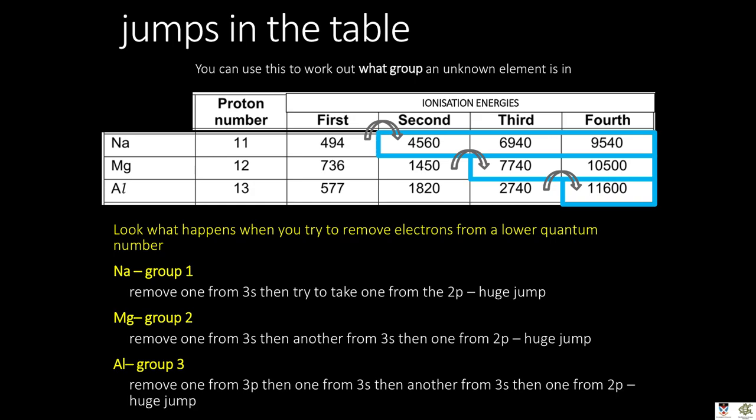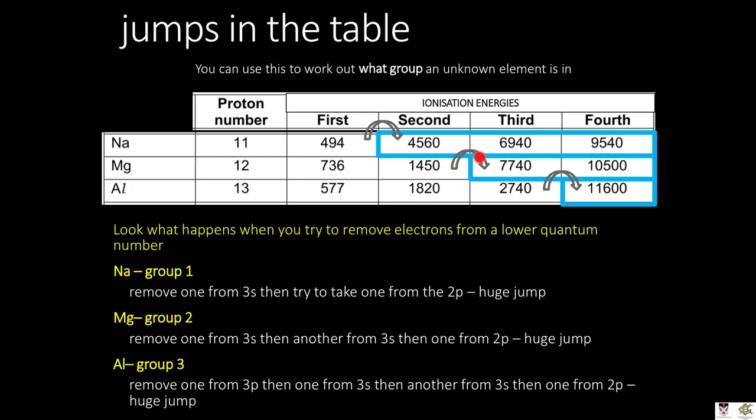If we look at magnesium, from first to second, okay, there's an increase but not a big jump. If we then go from second to third ionization energy, you can see there's a very big jump in the amount of energy needed to remove that third electron. And if we link that up to electron configuration, the first electron is removed from a 3s orbital. The second electron is also removed from a 3s orbital. Remember, the electron configuration for magnesium ends on 3s2.